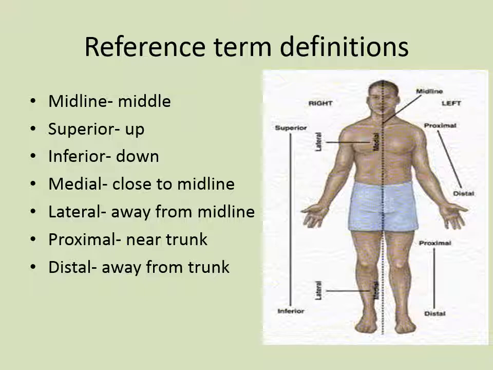Lateral would be away from that midline. Proximal would be near the trunk, so your shoulder is proximal to your wrist. Your hip is proximal to your knee. Distal would be away from the trunk, so your ankle is distal to your knee.